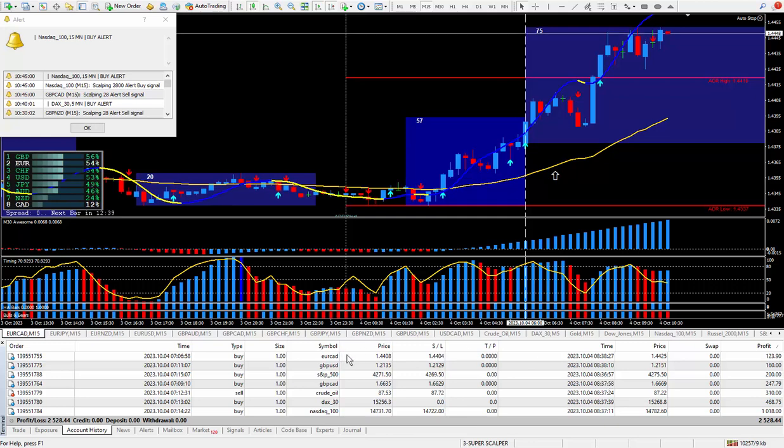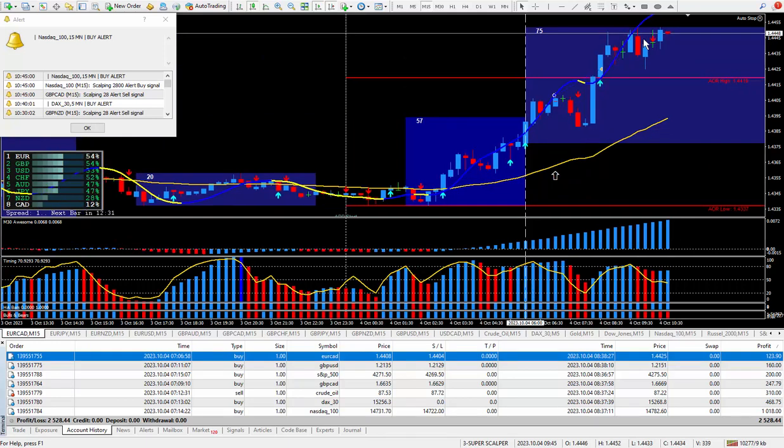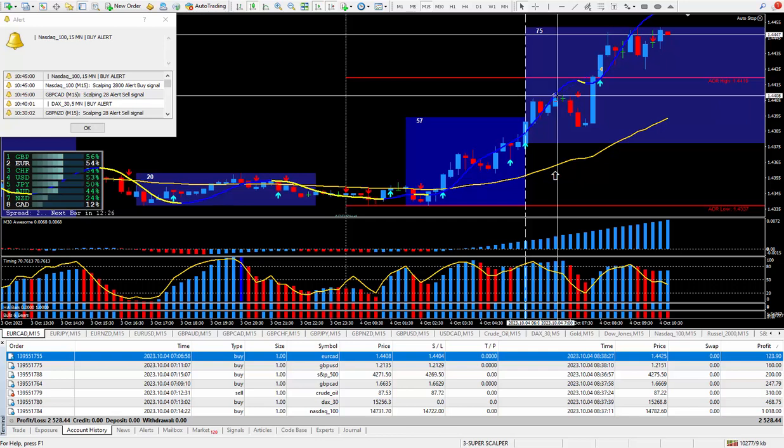So on this Euro CAD, see where I got in at, wanted to be buying, it did a bit of a pullback and looks like it's continuing on its way up. So I took the trade at this cursor and I closed it out here, being happy, looks like, with about 17 pips, and those 17 pips paid $123.